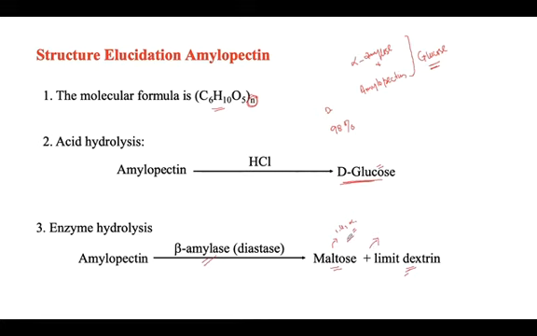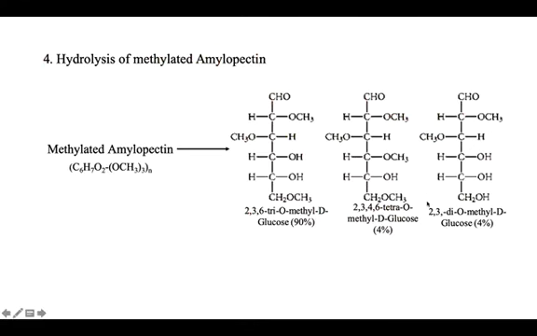Had it been a linear chain molecule, maltose would have been the only product. So we say that there are some branch points. Branch points are present in the amylopectin, which indicates that amylopectin is not a linear molecule. So based on this, when methylated amylopectin was hydrolyzed, we obtained three products.